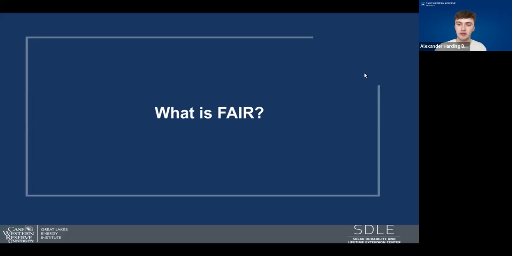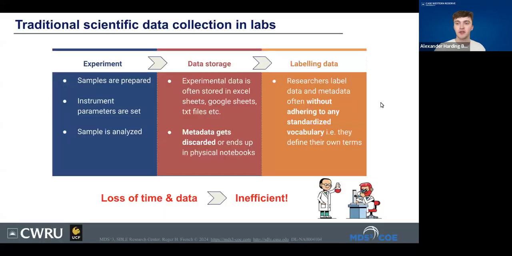Hello, everyone. So today we're going to be discussing what is FAIR. Before explaining what the FAIR acronym stands for, it's important to understand how scientific data is traditionally collected in labs.